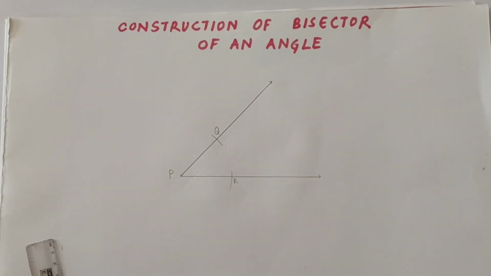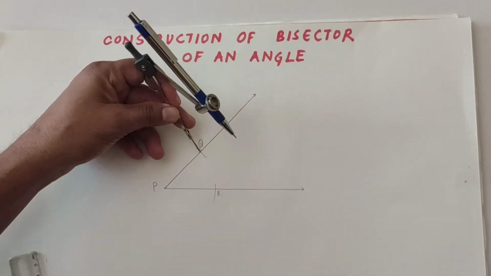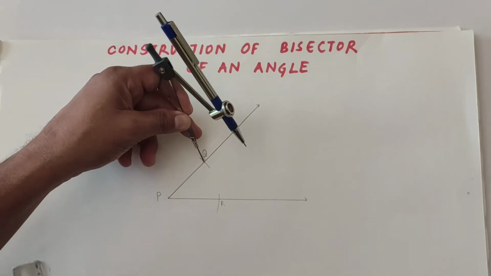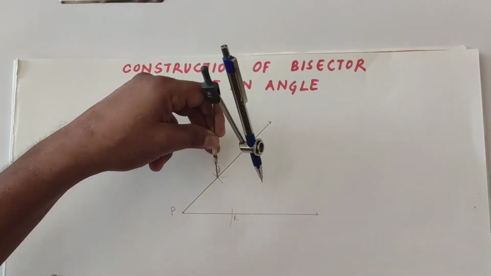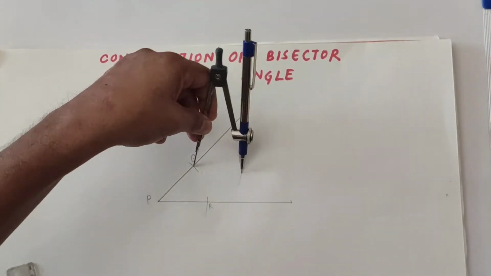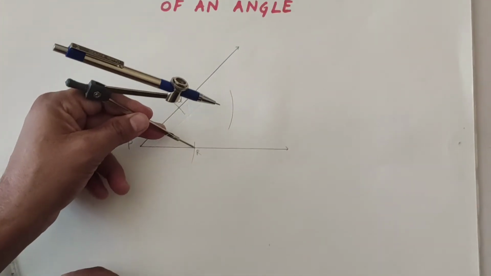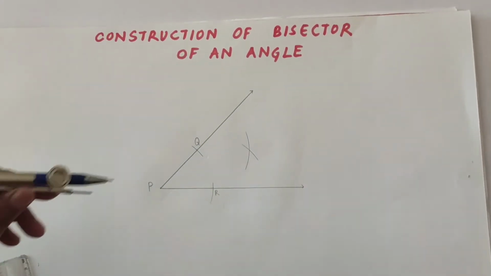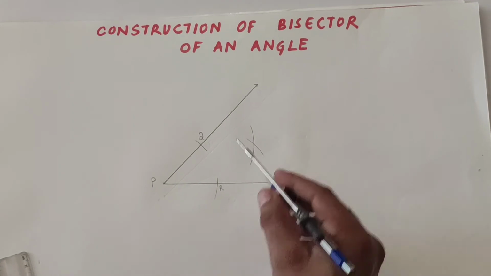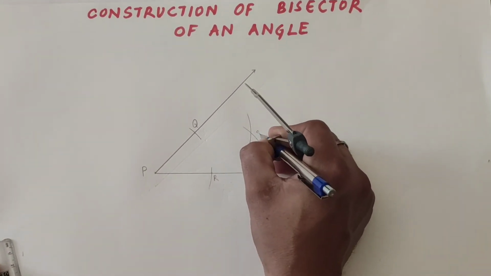Now we are going to keep the pointer of the compass at point Q. You can see that I have placed the compass at point Q. You can take the same length you have taken before and make the arc inside this angle like this. Now place it at point R and make an arc inside the angle such that both the arcs intersect each other. Now we'll name this point as S.